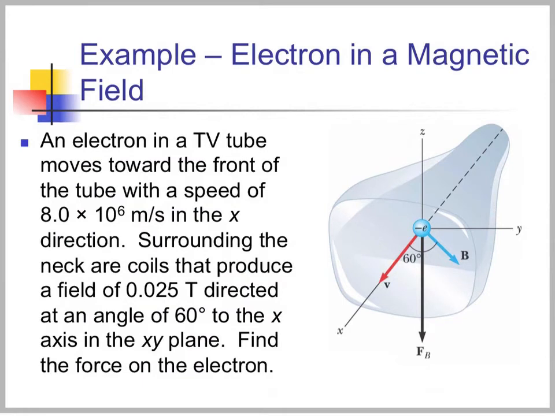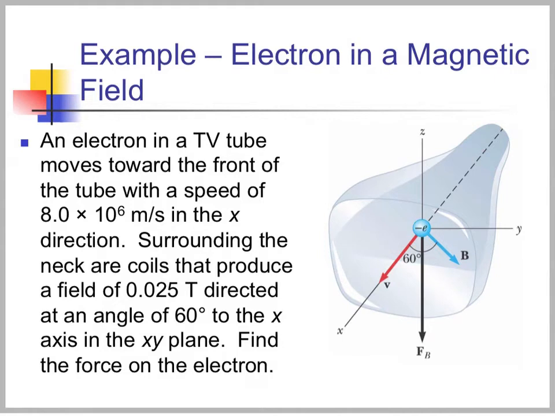So let's do an example of a problem. Say I have an old TV tube. I know we don't use these very much anymore, but it's called a cathode ray tube. It literally was a vacuum tube that had a neck, had an electron gun that shoots an electron, and it would hit the phosphor on the screen and would create an image. Well, say I've got an electron in this TV tube, and it moves towards the front with a speed of 8 times 10 to the 6 meters per second, in the x direction.